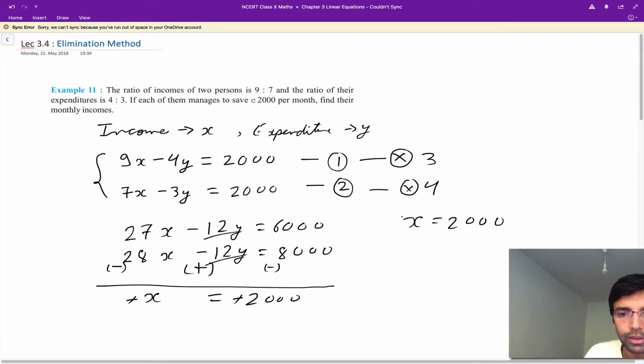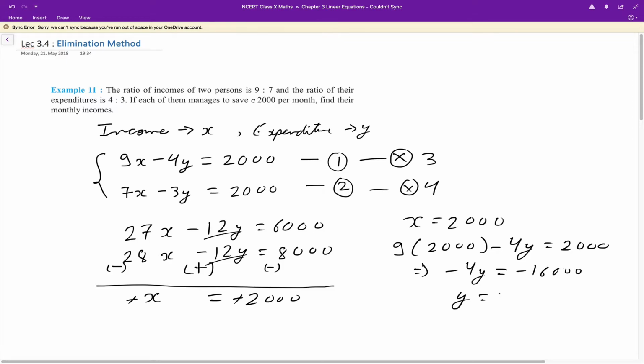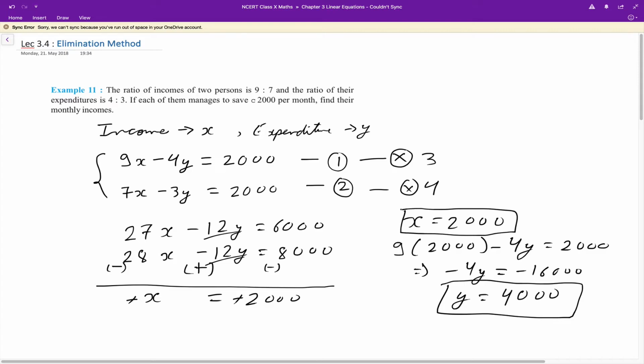Now we simply substitute x in equation 1. We get 9 multiplied by 2000 minus 4y is equal to 2000. Therefore we get minus 4y equals 2000 minus 18,000, minus 16,000. Therefore y is equal to 4000. So we get our solution for x and y. But the question said monthly income.